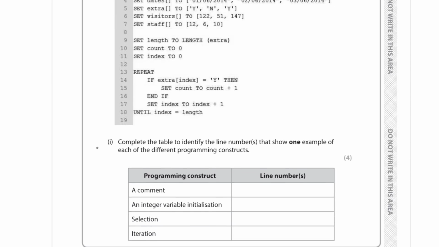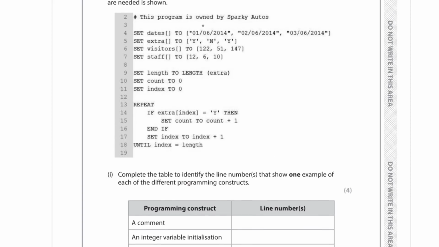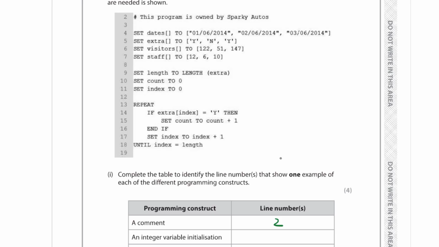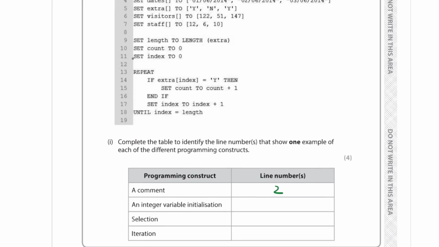So we need to complete the table to identify the line numbers that show one example of each of the following constructs. Okay, so first of all, a comment is often signified with a hash, and yes, so that's line number 2. And then an integer variable initialization, so these are all arrays, because you've got double brackets and you can actually see the data there. So set length to length extra, so length is going to be an integer, so that's going to be 9. You could also say 10 or 11 as well.